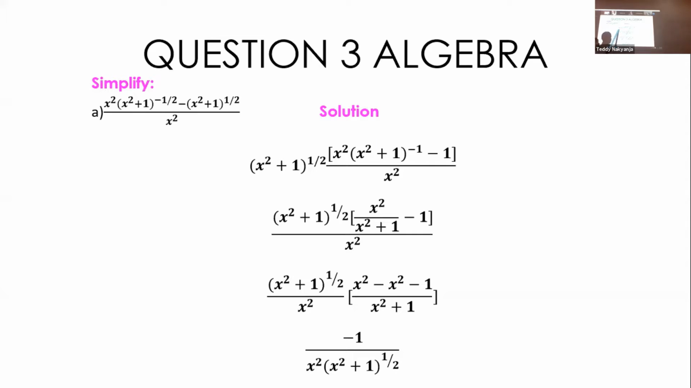When we factor out (x squared plus 1) power a half, this side will remain with 1. And here we shall remain with (x squared plus 1) power negative 1 out of our x squared. But we want to use positive powers, so we get a reciprocal of this term, which will give us x squared out of x squared plus 1.